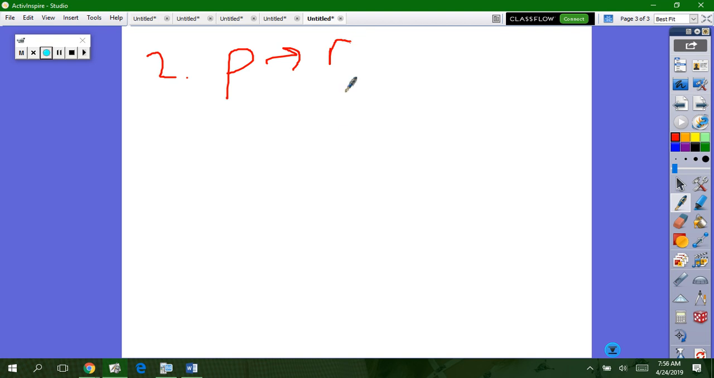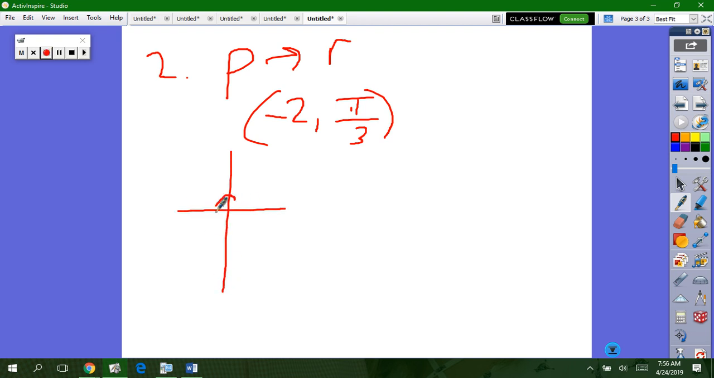How would I do it if I have a polar point? Let's go with -2, pi thirds. So we would have to push through. So once again, radius of 2, 1, 2. Notice pi thirds is kind of like this.